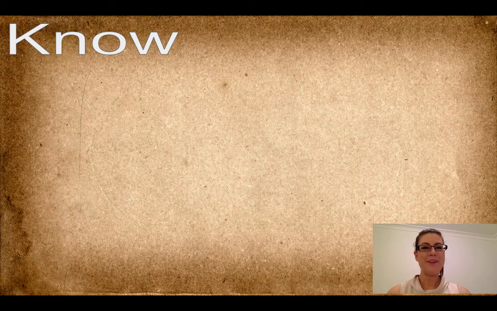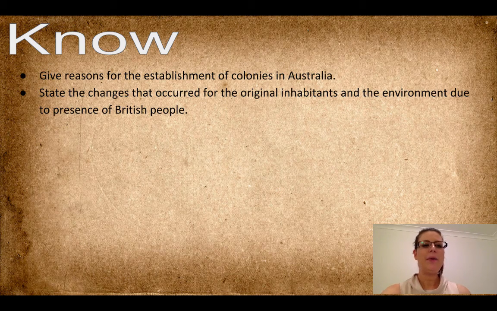You have, I hope, come to know or been able to give reasons for the establishment of colonies in Australia, and you should be able to state some changes that occurred for the original inhabitants, the Aboriginal and Torres Strait Islander people, the Indigenous peoples, and the environment, so changes to the environment due to the presence of the British people.